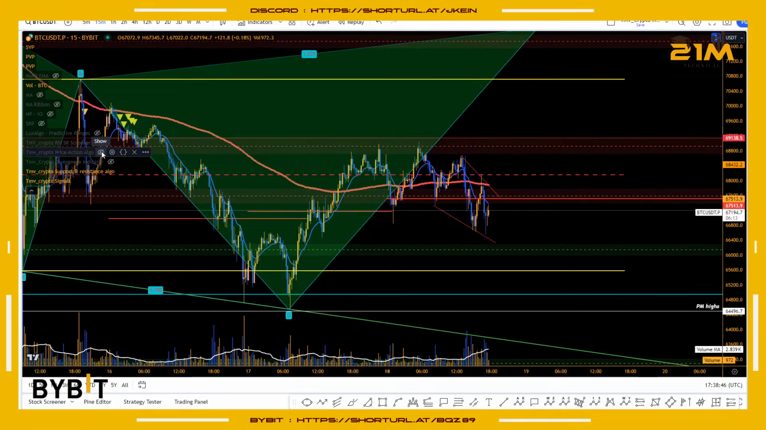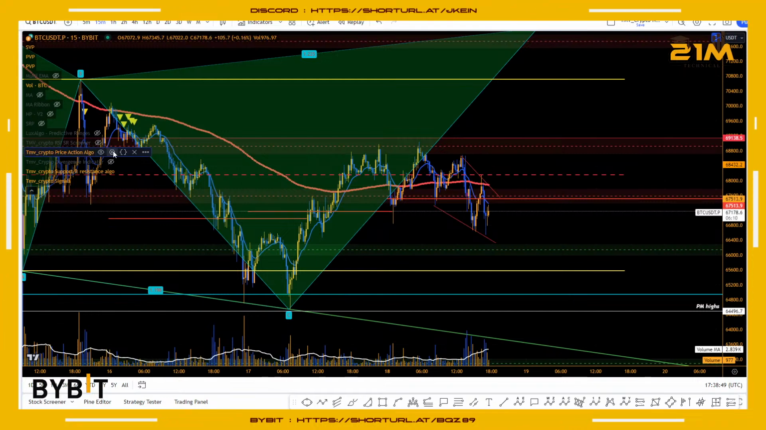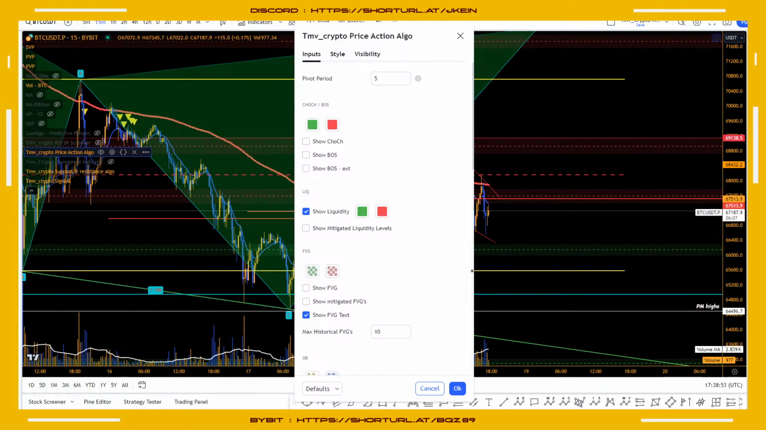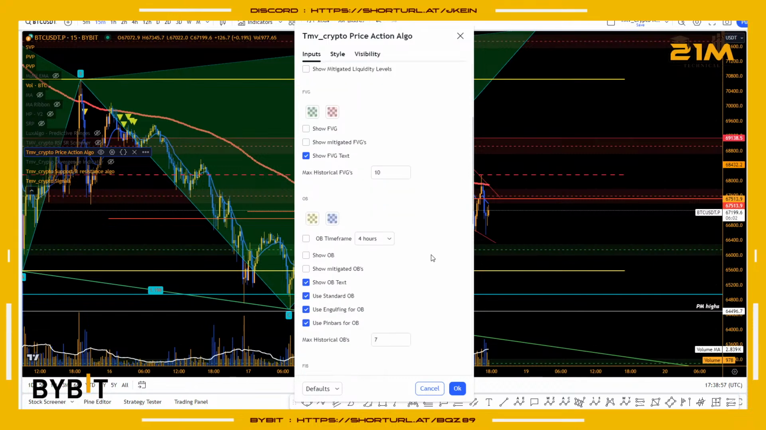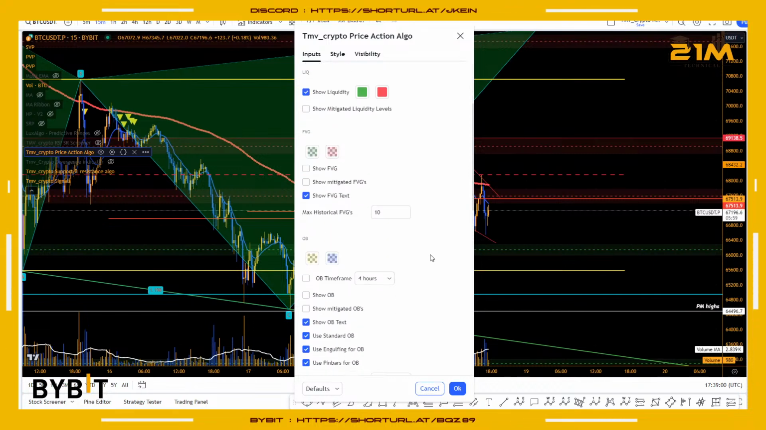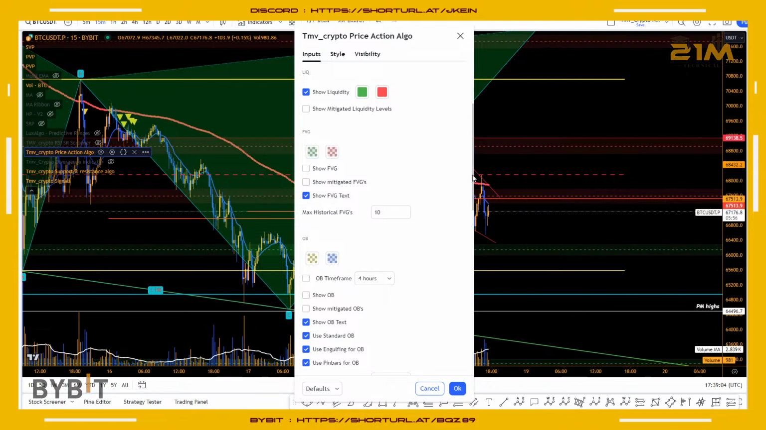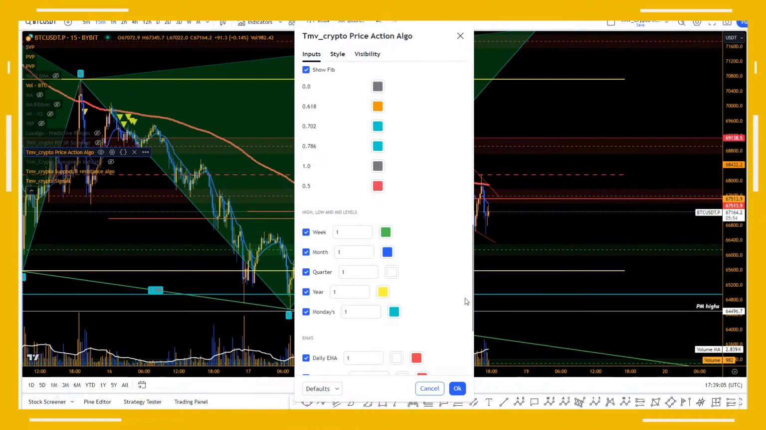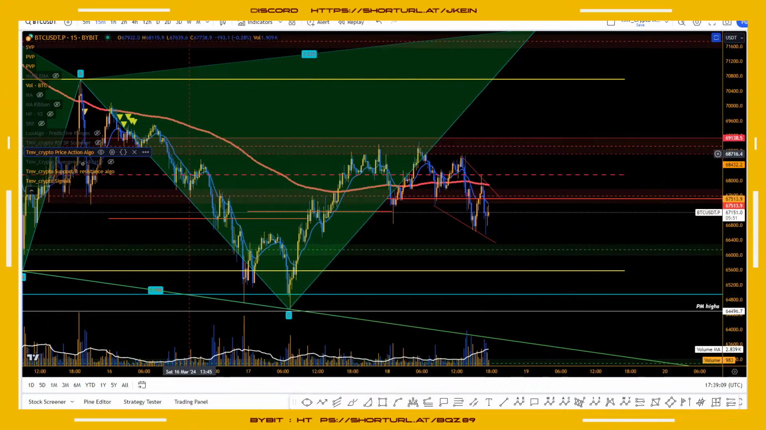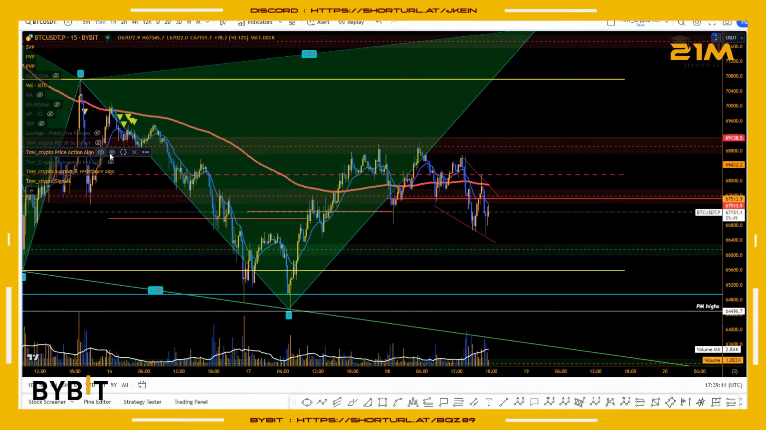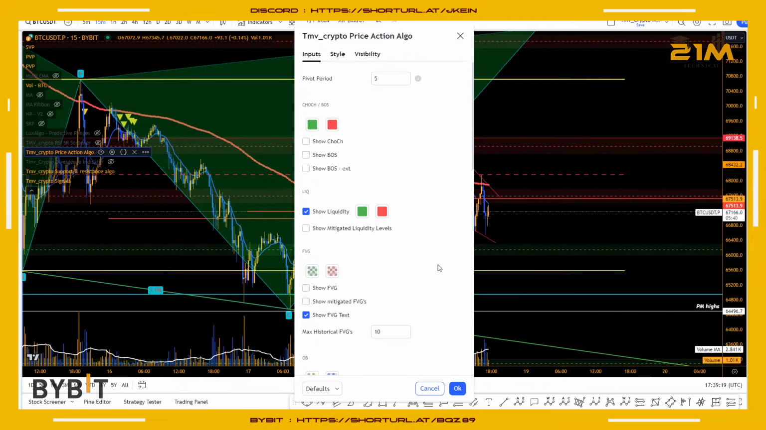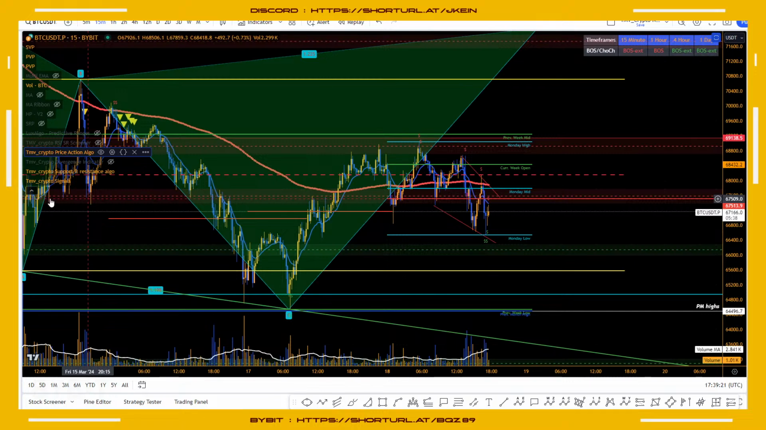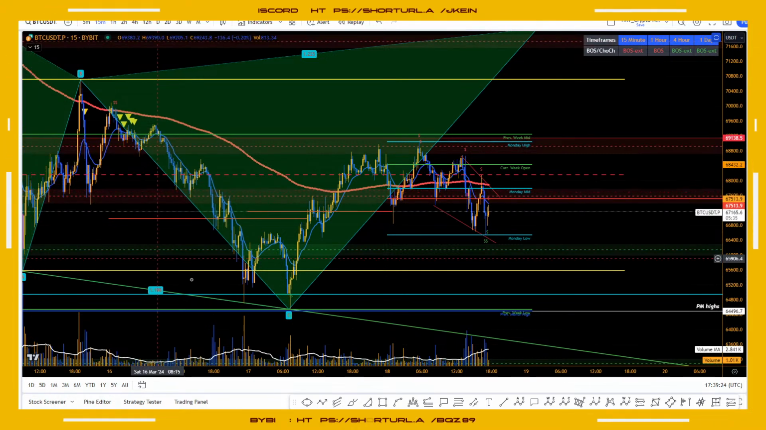So let me just try and, where are my, hold on, the price action algo, settings, fibs, and yeah, the levels are here. With the price action algo, whenever you get an error, you simply change the pivot period and it's going to recompute and give you the levels. Perfect. That's how.